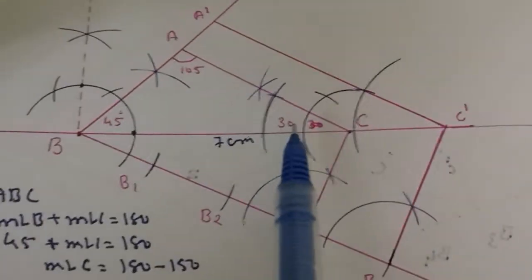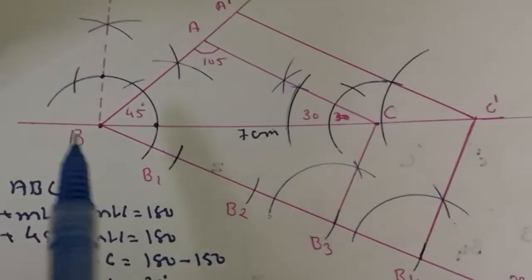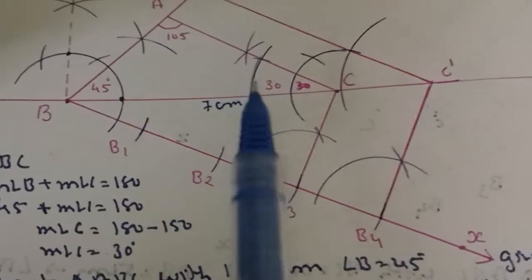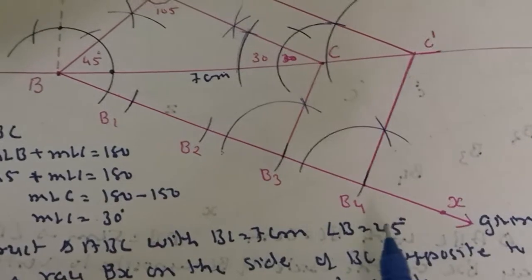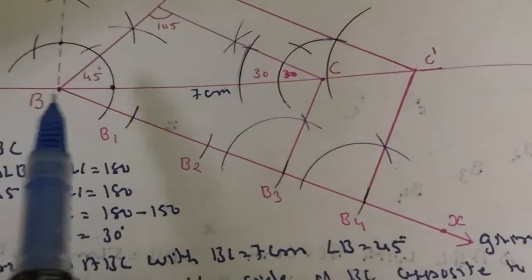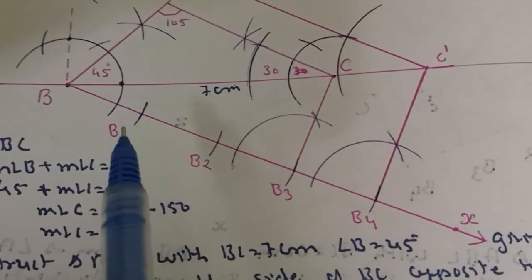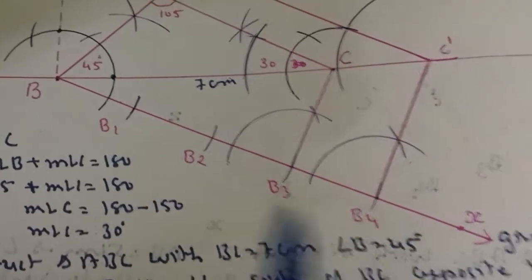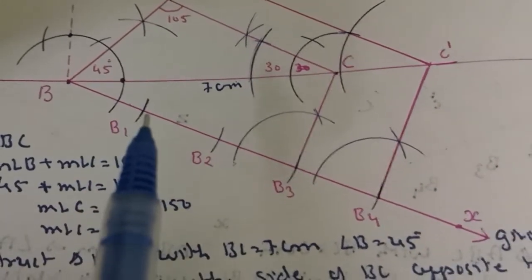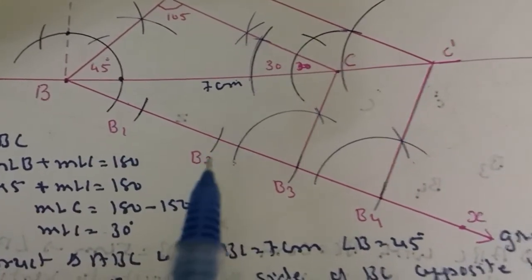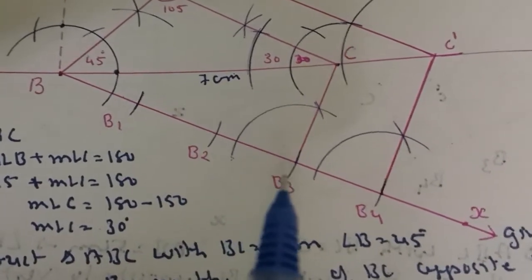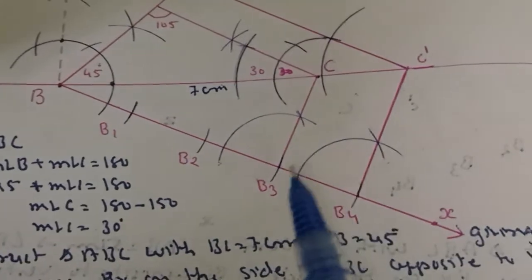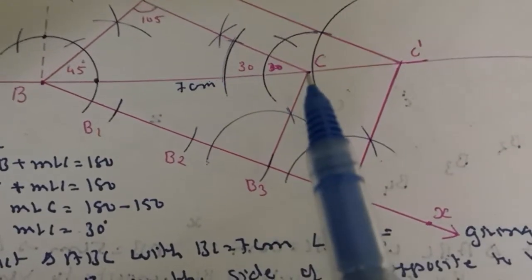Now you are going to draw angle CBX such that measure angle CBX is an acute angle. From point B and a suitable radius, draw an arc intersecting ray BX at point B1. From B1 draw another arc intersecting BX at point B2. In the same way you draw B3 and B4. Now join B3 and C.